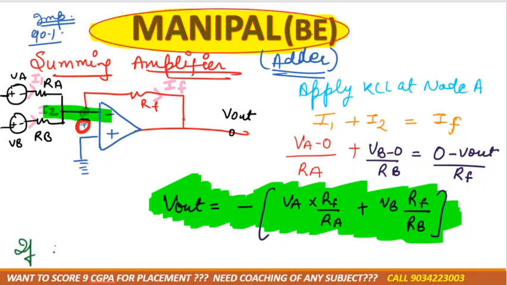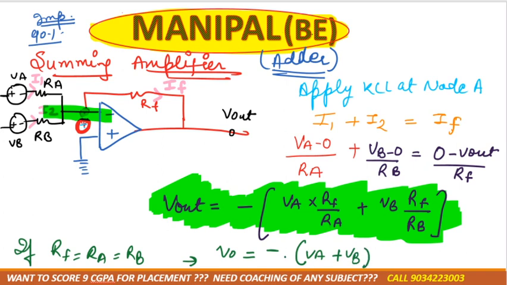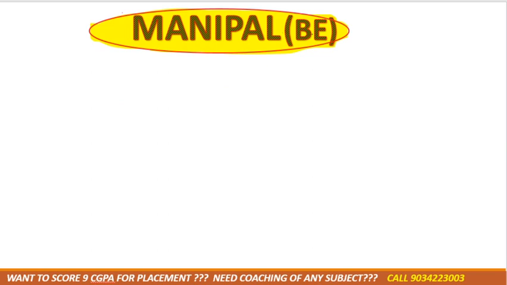Like suppose RF is equal to RA is equal to RB, then can you tell me the value of V out? Then V naught would be equal to minus, we'll take it common, (VA plus VB), right? So it's the summing amplifier. We add the two voltages. Got it? Okay. You noted down this one?